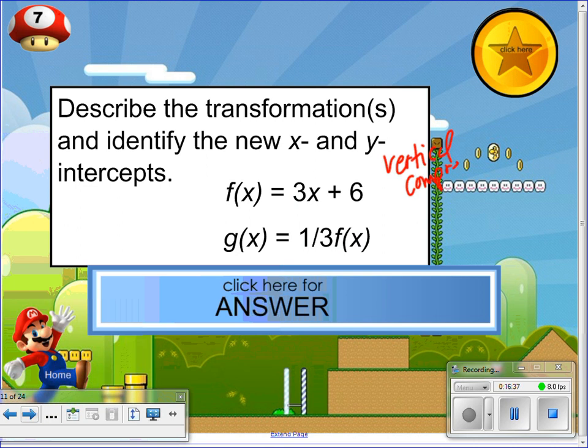And then we want to get our new equation. So we're going to change the equation so that it fits our function of g of x. And then we're going to find the new x and y-intercept. So our original function on this one was f of x equals 3x plus 6.